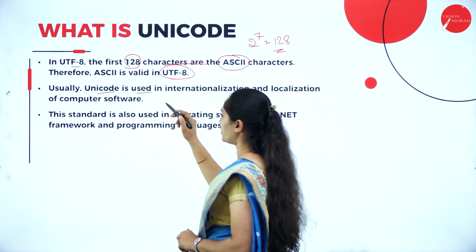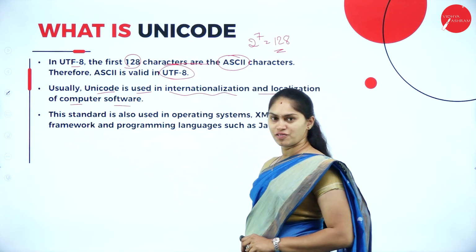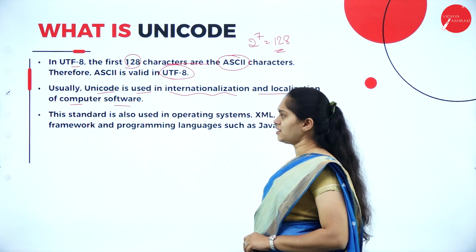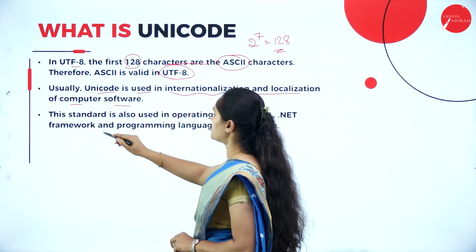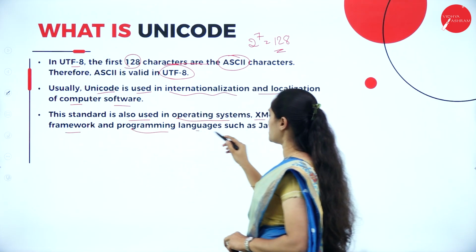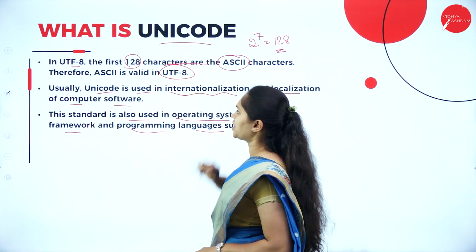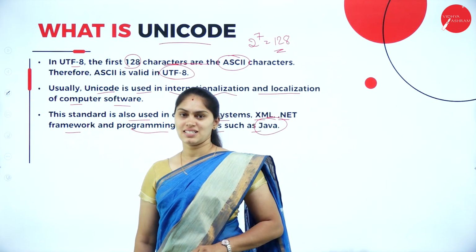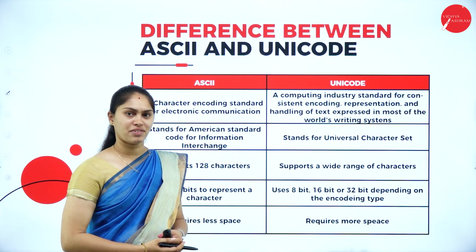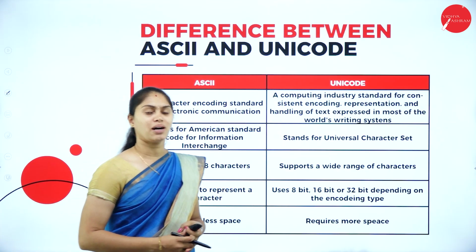This Unicode is also used in internationalization and localization of computer software. Why? Because it assigns a certain standard value for all kinds of characters, and also we use these Unicode standards in operating systems, XML, the .NET framework, and also in some programming languages like Java. Okay, so there we have the Unicode computer code scheme. I hope you all understood computer codes. So here you can see the difference between ASCII code and Unicode. So that's all regarding computer codes.